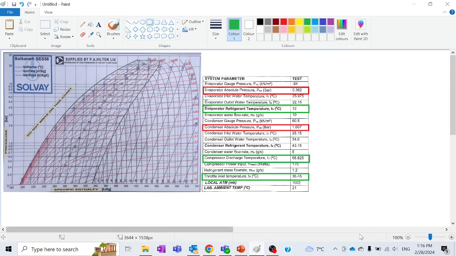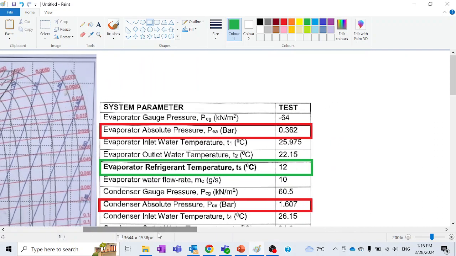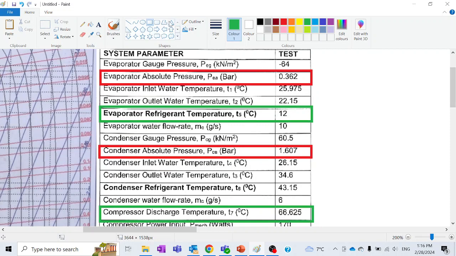In order to trace that diagram, let's zoom in. We have experimental data, which I placed here from the lab. I will highlight the important information that we need. We need the evaporator pressure, which is 0.362 bar, absolute pressure. Other than the evaporator, I need the condenser pressure to trace it, which is 1.607 bar. It is again given here.